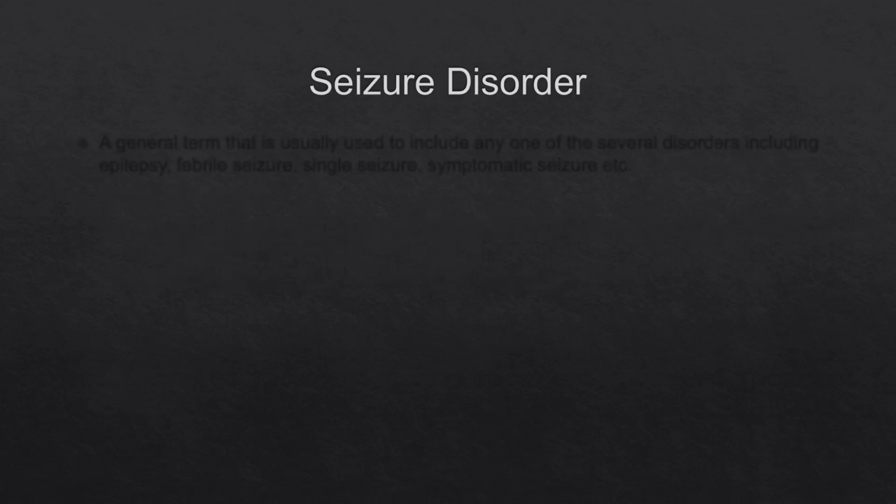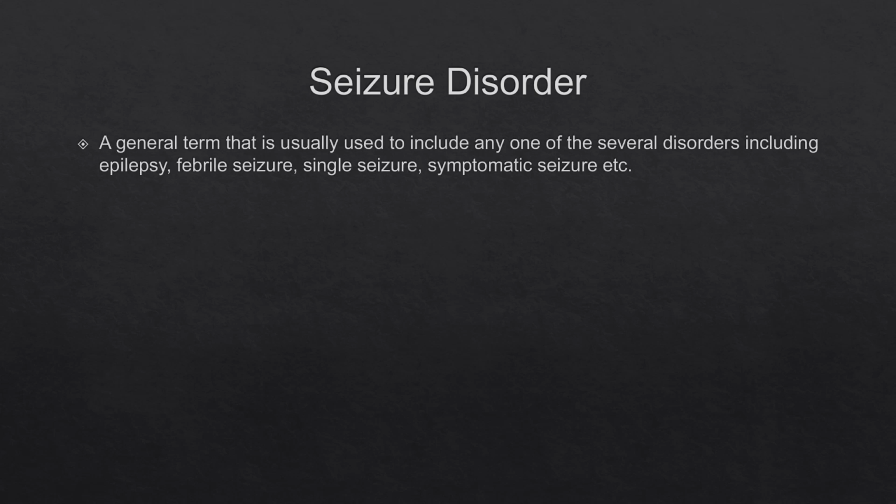So what is seizure disorder? The term that is often confused with the term epilepsy. Seizure disorder is a general term that is usually used to include any of the several disorders including epilepsy, febrile seizure, single seizure, symptomatic seizure, etc. All the seizure disorders, all the febrile seizures, all the acute symptomatic seizures, everything that we discussed till now come under the term seizure disorder.